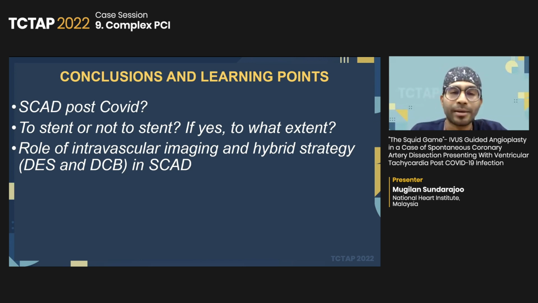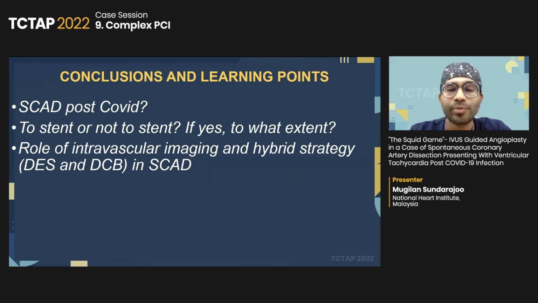So when we speak about spontaneous coronary artery dissection, our biggest question here would be whether we want to go ahead and stent or just leave it alone. In this case, we are dealing with a patient with ongoing ischemia, ECG changes, and the patient was actually having chest pain, hence we decided to intervene.